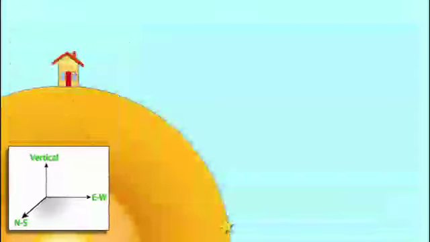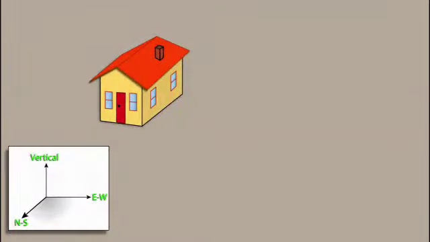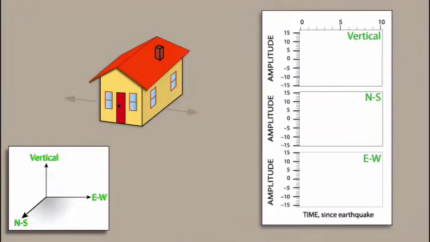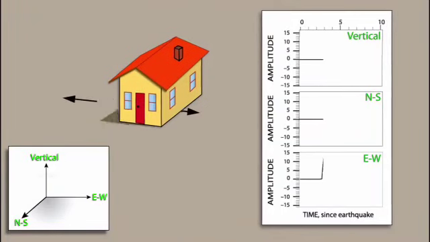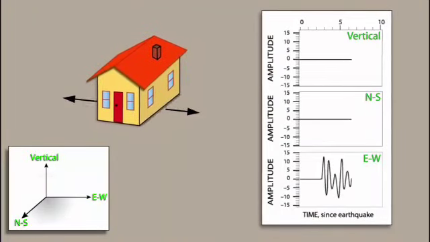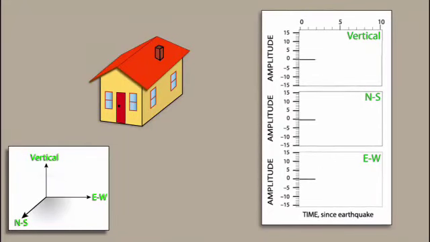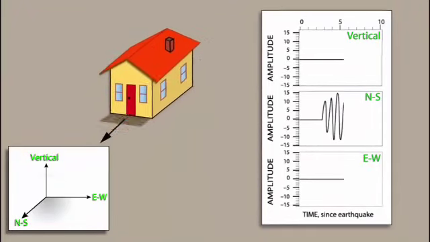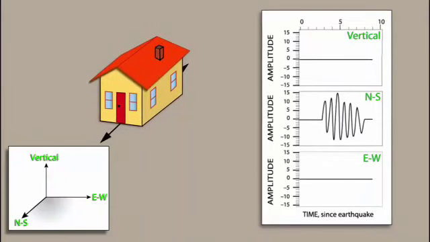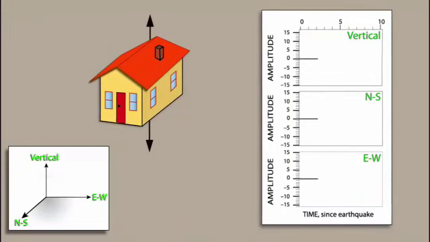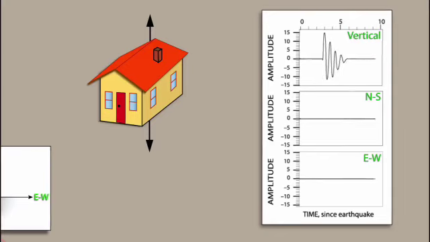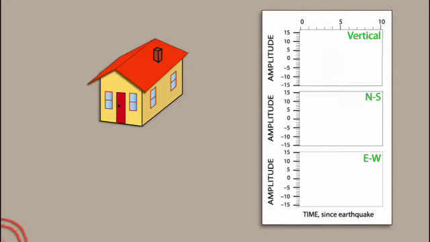Let's take a close-up, exaggerated look at how a house would be affected by each direction of motion. When the house is shaken in the east-west direction, this shows up on the lower component. Nothing is recorded on the north-south or vertical components. When the house shifts north-south, this shows up on the second line. When the house is shaken in an up-down or vertical motion, only the top seismogram records the motion.